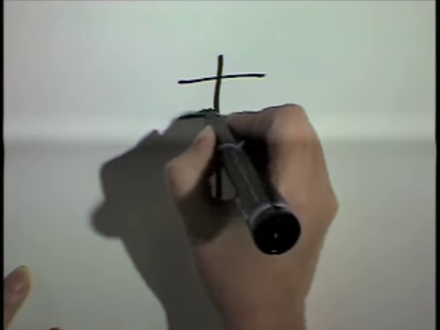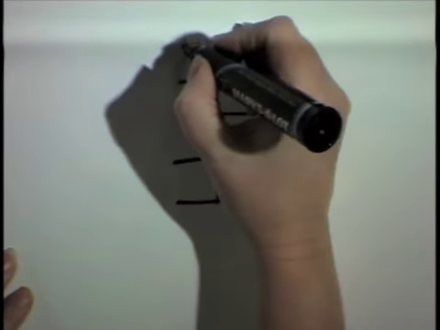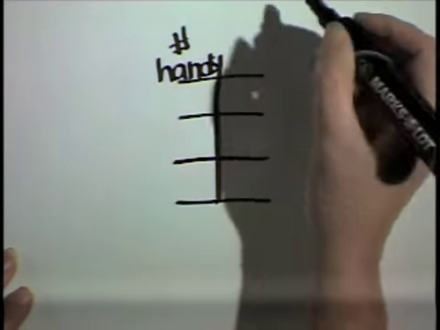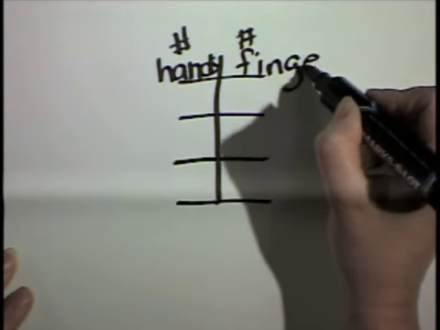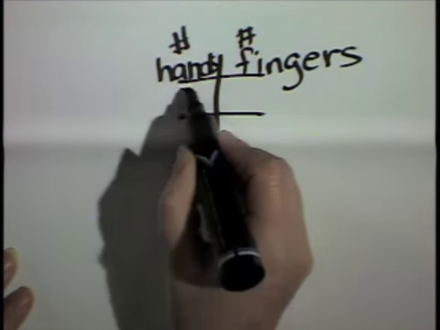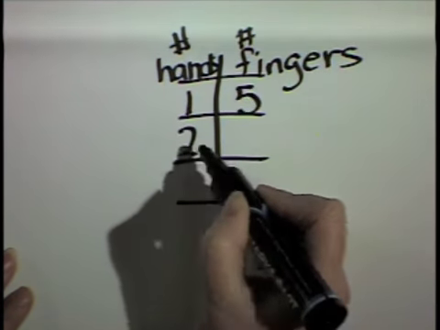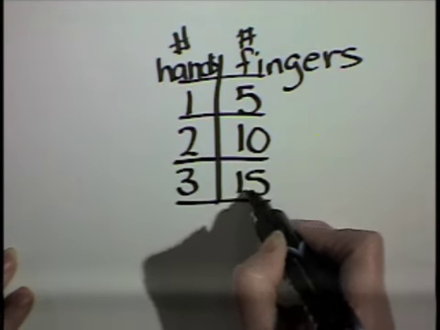The second tool is called a T-chart. A T-chart is set up, sometimes it's called a function table, sometimes it's called an input-output table. But if we put the number of hands here, number of fingers here, we can say one hand has 5 fingers, 2 hands has 10 fingers, 3 hands, 15 fingers.